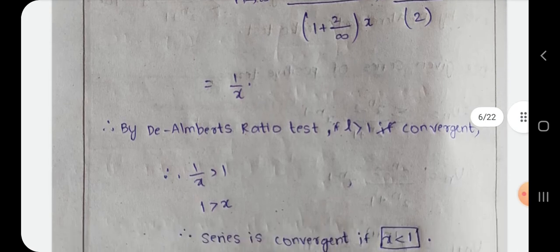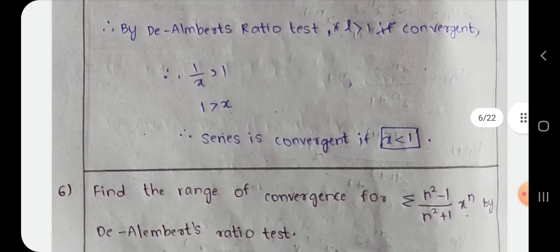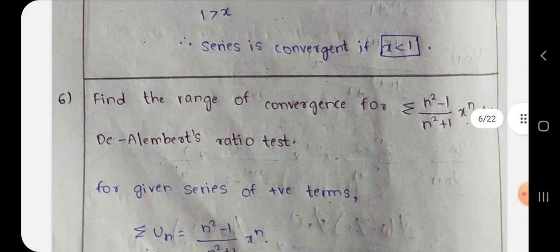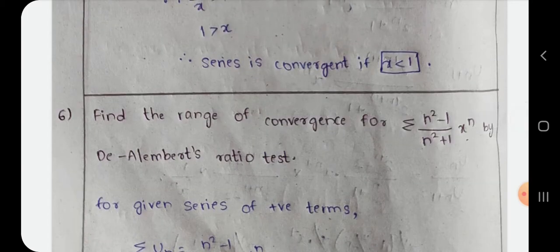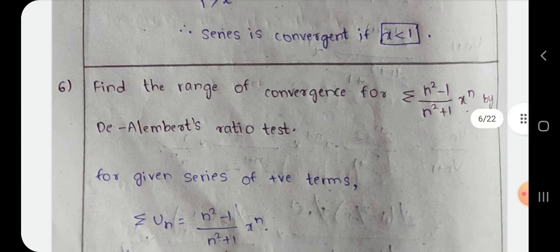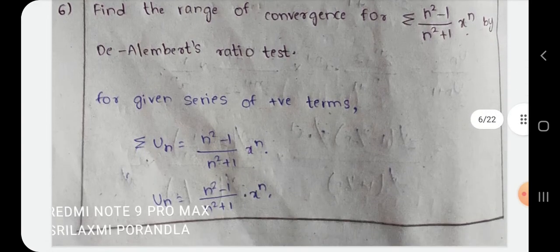So you can say that 1 by x greater than 1, or 1 greater than x, or x is less than 1. X less than 1 means it can take up to 1 only. You can also start from minus infinity to 1. So you are calculating the range of convergence of the given series.